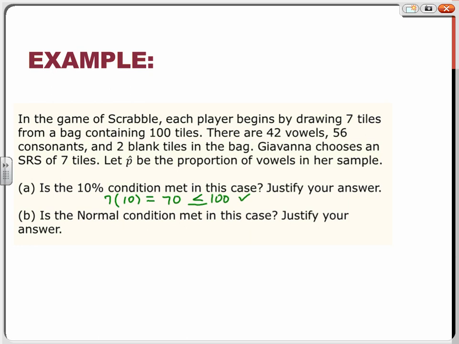Okay. Is the normal condition met in this case? Justify your answer. So let's do n times p, which would be 7 times 42 out of 100. And I got 2.94. That is not greater than or equal to 10. So no, it is not. We don't even have to check the n times 1 minus p.